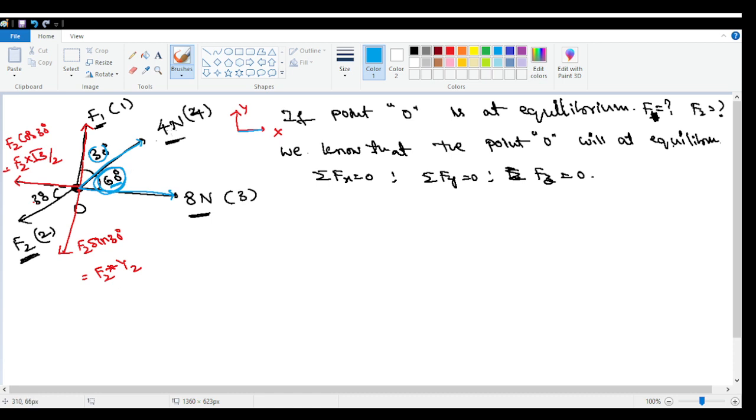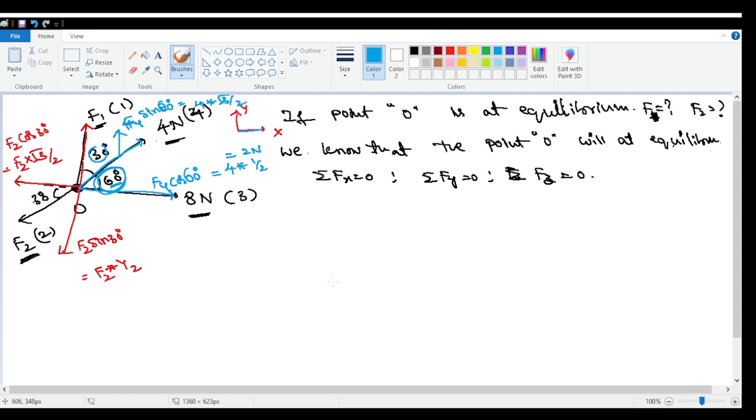Now, resolve this 4 Newton force along the x direction. What is this value? F4 cos 60 degrees. F4 is equal to 4 Newton, cos 60 is equal to 1 by 2, that is equal to 2 Newtons. So, what about the vertical component along the vertical direction? That is F4 sin 60 degrees, that is equal to 4 root 3 by 2.